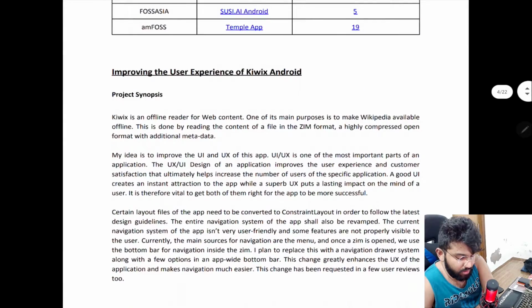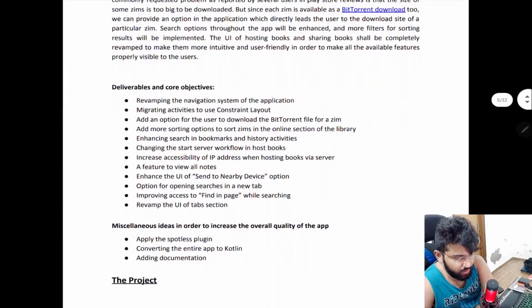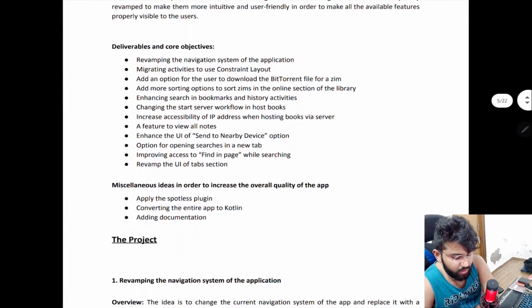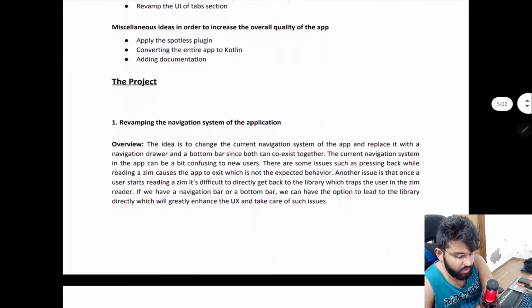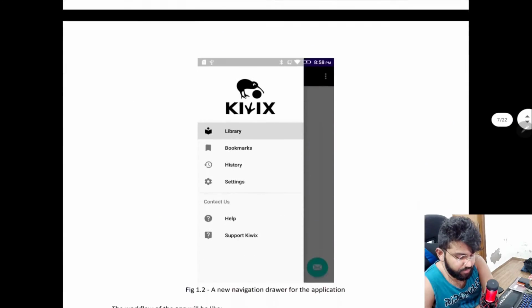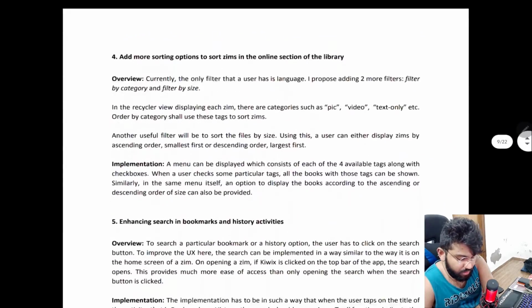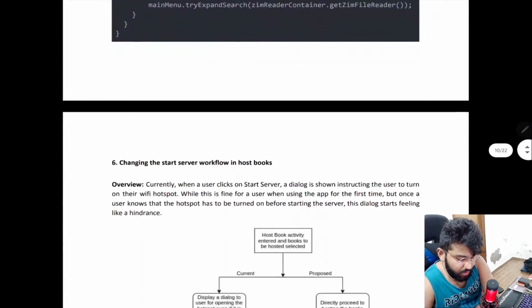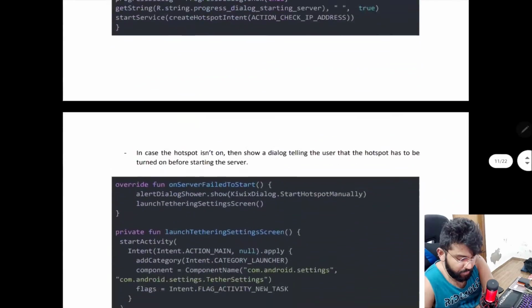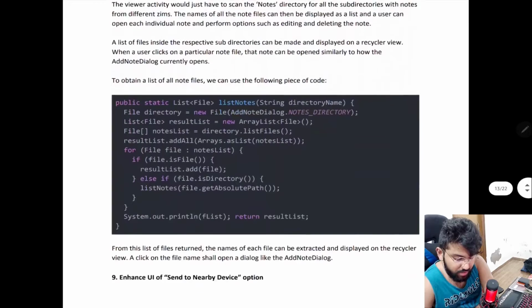Okay, now he has started talking about the kind of work he wants to do, or the kind of changes that he wants to make to the project, deliverables, core objectives, the project in itself. So he has given a bit more detail about what he wants to do, bit of mock-up here and there. Okay, all right, so this one again is a very detailed proposal.